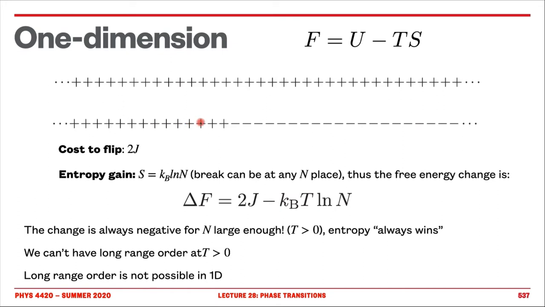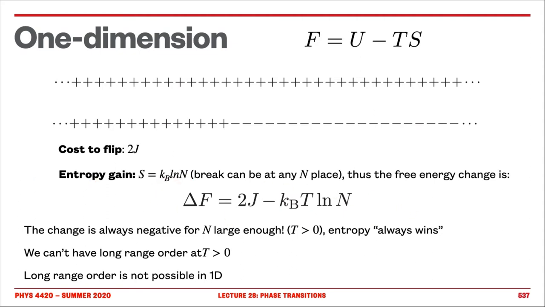And of course here, if we have a chain of N sites, I have N possibilities to create this discontinuity. I can pick any place. So basically that increases the number of microstates by that factor. And we find that the entropy gain will be k_B ln N, N being the number of possibilities to cut the chain at a given place. So that's nice because now you can calculate the change in free energy, and then we find this equation.